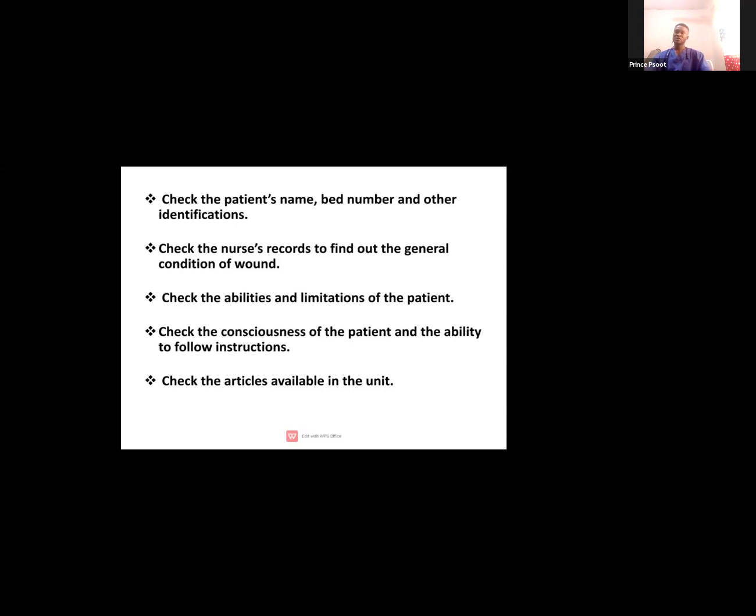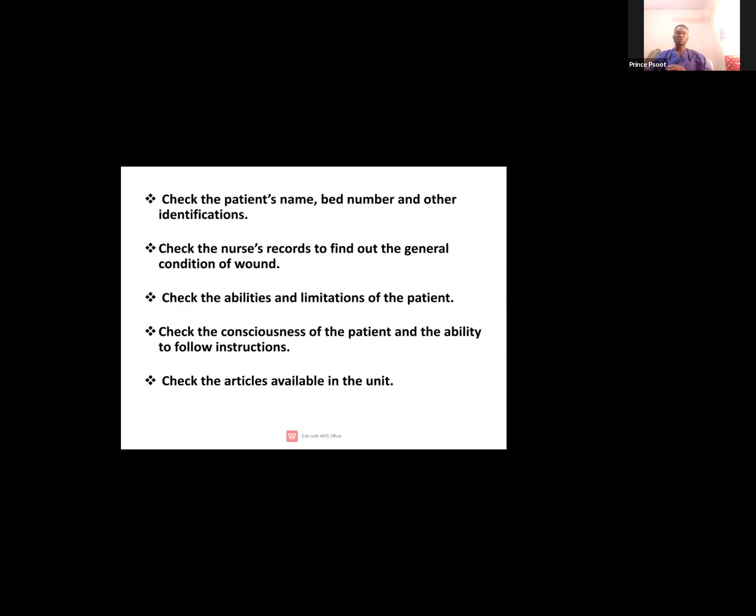Then you check the patient name, the patient bed number, and other things that you can use to identify the patient. You check the nurse's record to find out the general condition of the wound. You may not be the first person to dress that wound. So from when the patient had the wound till now that you are doing the dressing, has there been improvement or is there breakdown?